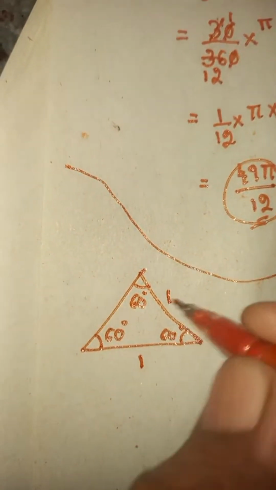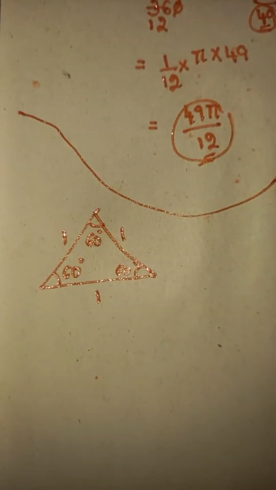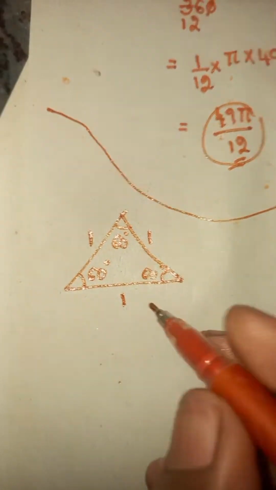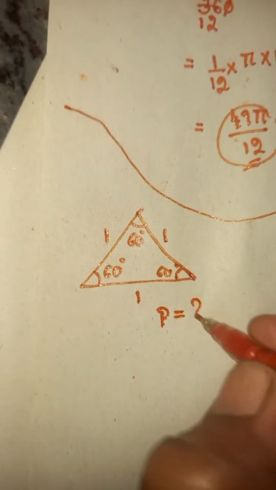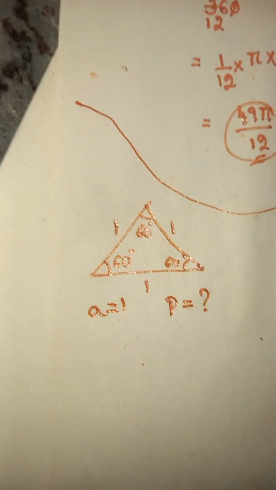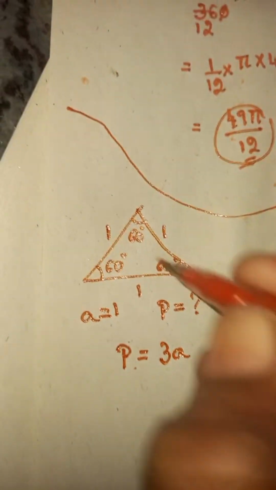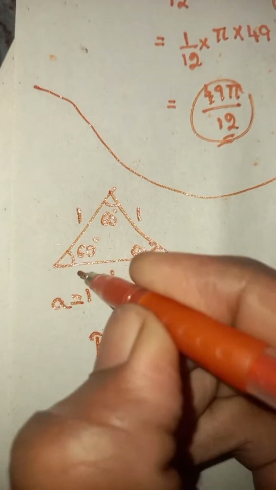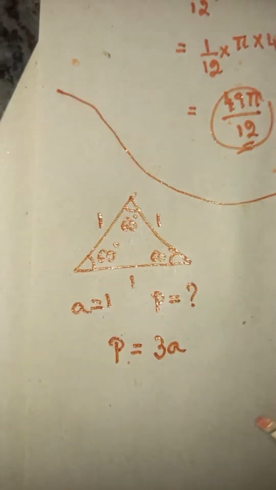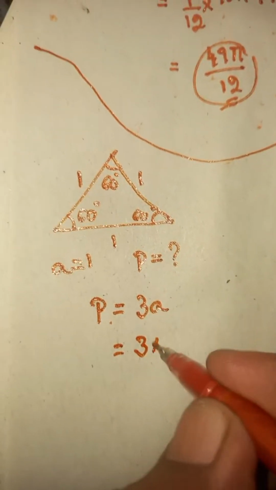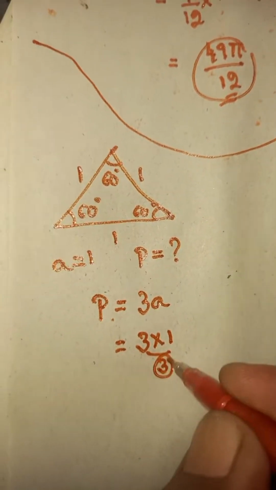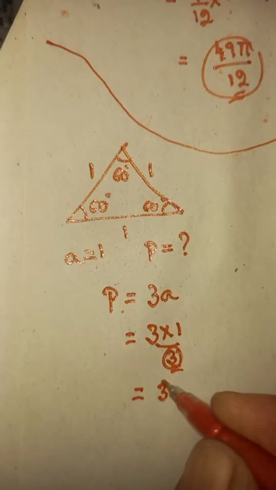Let's take for example, all sides are 1 unit. If all sides are 1 unit, you need to find the perimeter. Here the side length is 1 unit. The perimeter of this equilateral triangle is 3 times the side length. Here the side length is 1 unit. So 3 times 1 is 3. So this remains as 3 units.